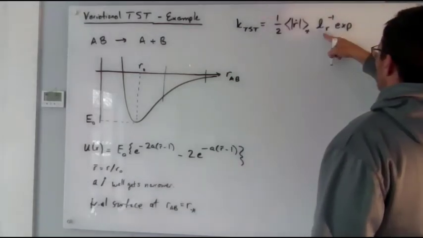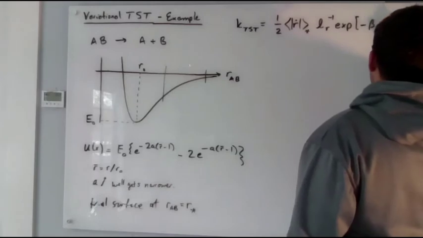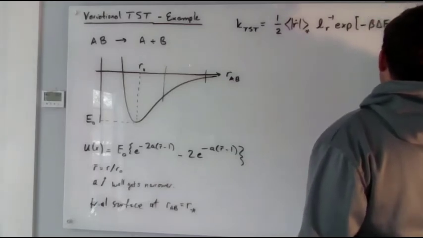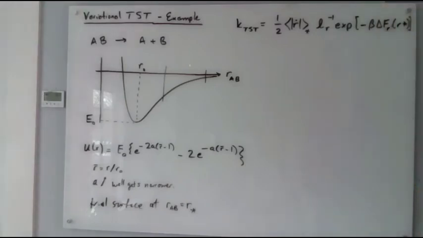The units of my reaction coordinate, which is probably going to be in angstroms or something. And then we have a minus beta free energy of activation, and that free energy of activation is going to depend on where we put that dividing surface.